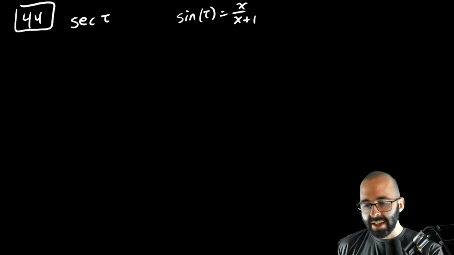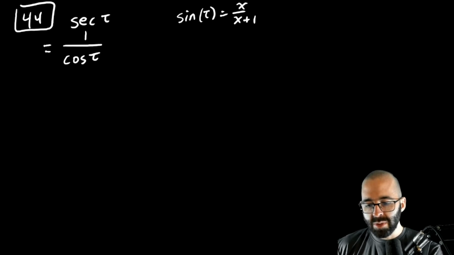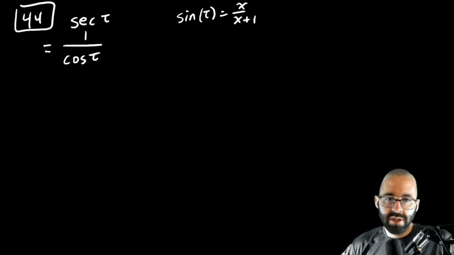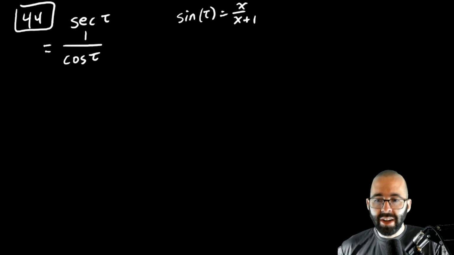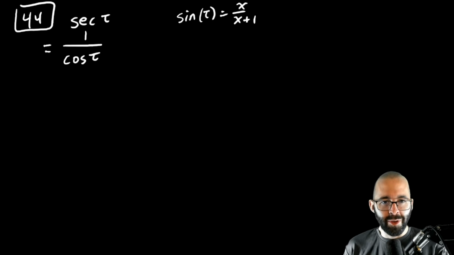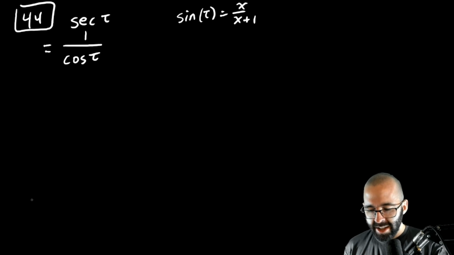So we need to find secant of t. First off, it's probably easier if we write secant of t as 1 over cosine of t. You do not have to do this. But I'm very good at knowing SOHCAHTOA, but I'm not very good at... What is it called for reciprocal functions? We have SOHCAHTOA for regular trig functions.